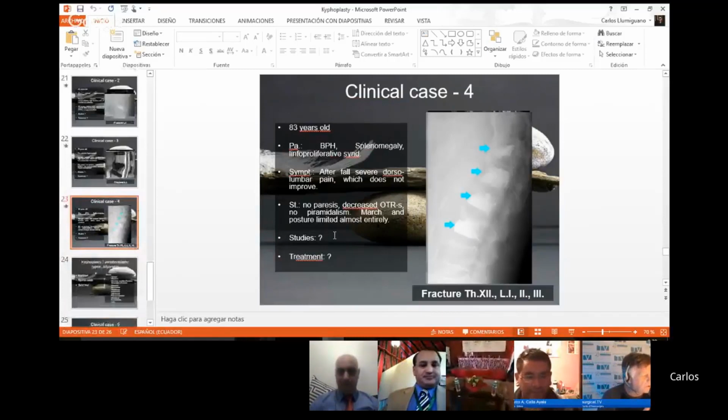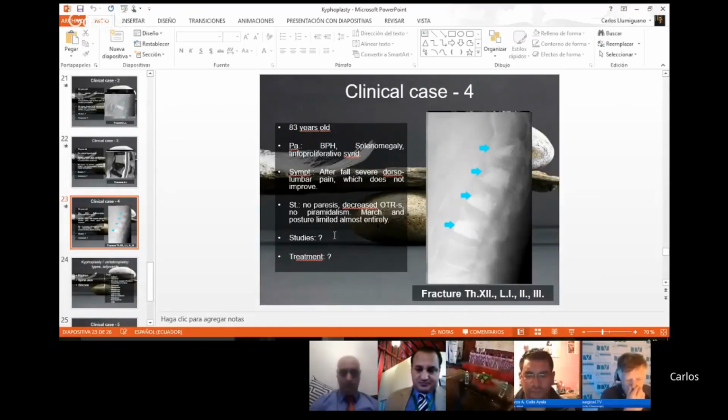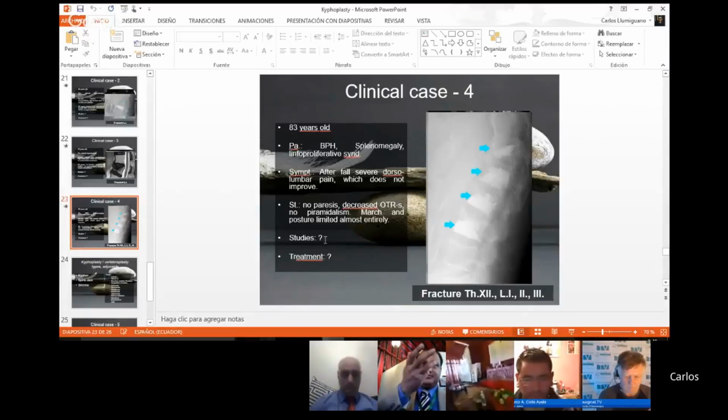In the last case, an 83 years old patient with benign prostate hypertrophy, splenomegaly, and lymphoproliferative syndrome. After a fall, the patient had a severe dorsal lumbar pain, which did not improve with any treatments. At physical examination, no paralysis, decreased osteotendinous reflex, no pyramidalism, march and posture limited, almost entirely. We did a simple X-ray, CT, and MRI, and the patient had a fracture of vertebral bodies thoracic 12, lumbar 1, 2, and 3.